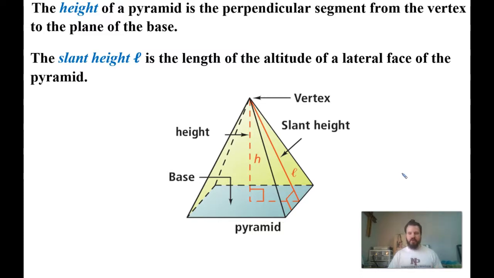Reason we need both of those is one we're going to use for finding volume, which we'll get to in a few days. The other one we're going to use for finding the surface area, which we're doing today. Okay, so there will be a little bit of solving and moving back and forth between the two.